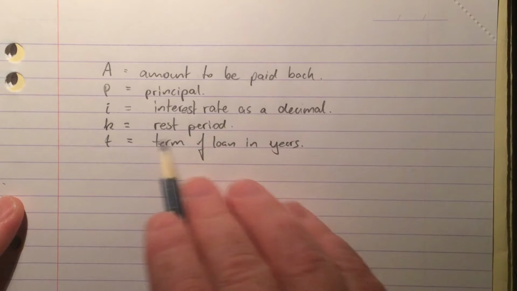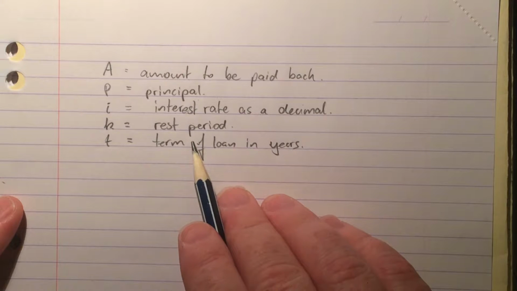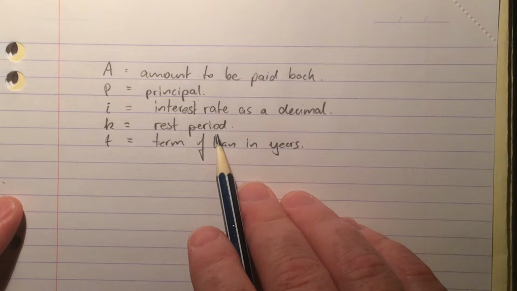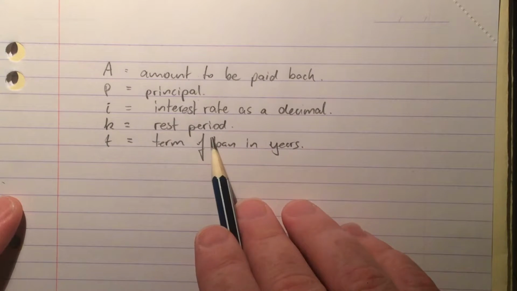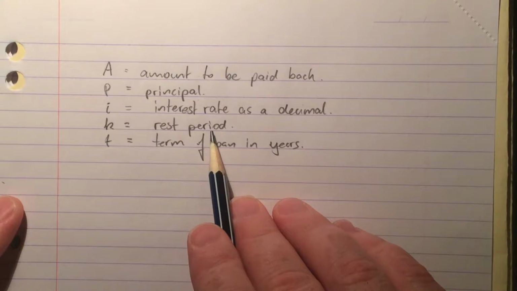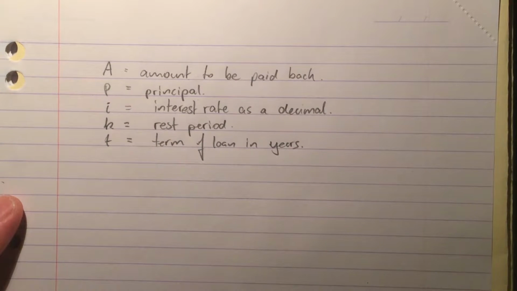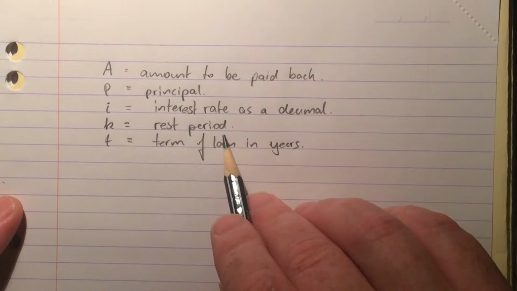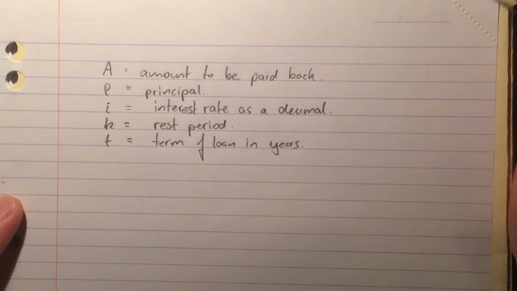Before we go on, I just want to explain what this rest period is. The rest period is the frequency at which the interest is paid. So in our previous example, interest was paid each month, so the rest period would be 1 month. It's the number of rests in a year. For example, the number of rests in a year, if the rest period was 1 month, would be 12.